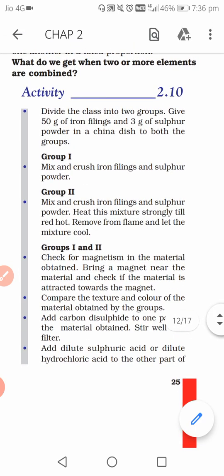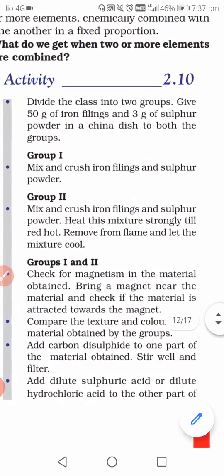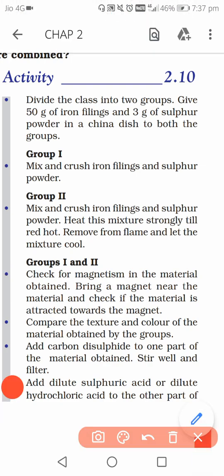So both the groups have done some different things. The first group just crushed both the substances and mixed them, but group 2 is heating it. What is the difference there? Remember that due to this heating, some chemical reaction will take place, and as a result iron and sulfur will undergo a chemical reaction. What will they form? They will form iron sulfide, the formula is FeS. This they will form in group 2.